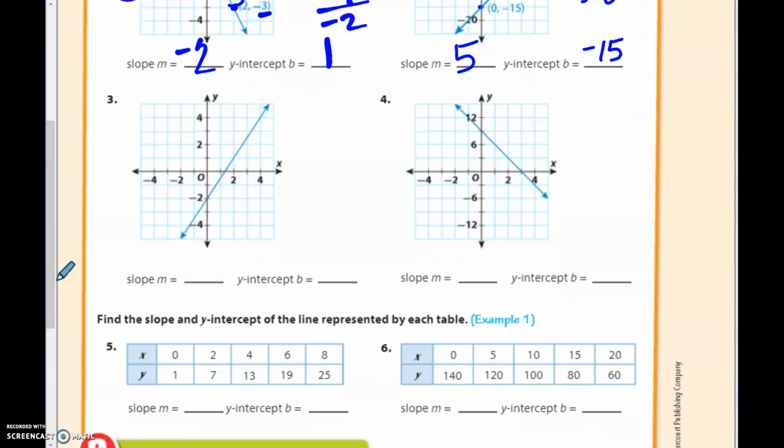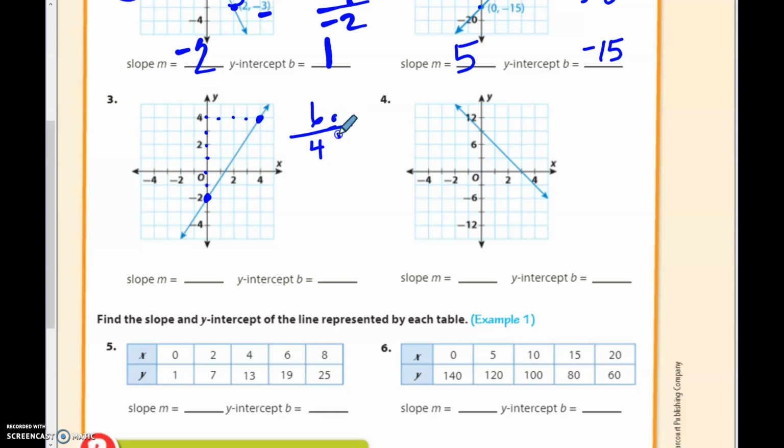All right, number 3. 1, 2, 3, 4, 1, 2. Okay, they're counting by ones here. It looks like this is going through an exact point right there at 4, 4, and right there. I might have missed some in between, but that's okay. So we're going to count up 1, 2, 3, 4, 5, 6. So my rise is 6 and my run is 1, 2, 3, 4. So I go over 4.